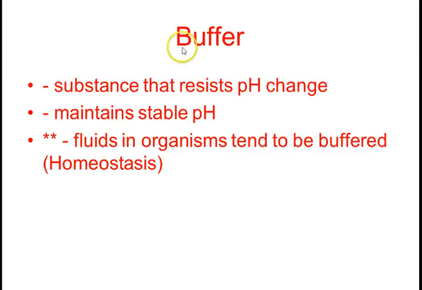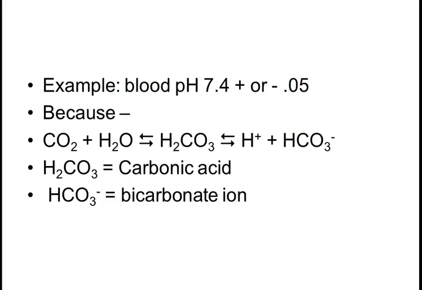Okay, let's look at this term buffer. A buffer is a substance that resists pH change. It maintains a stable pH. Notice with a couple of asterisks on it right here, fluids in living organisms tend to be buffered. This is another example of homeostasis, the tendency to maintain constant internal conditions. We don't have wild fluctuations in pH in the fluids in our body or the fluids in a tree or even in a single cell microorganism. They tend to be buffered, maintain stable pH.